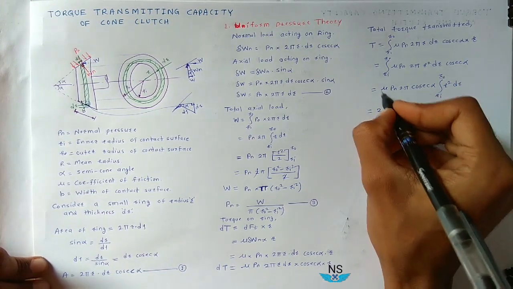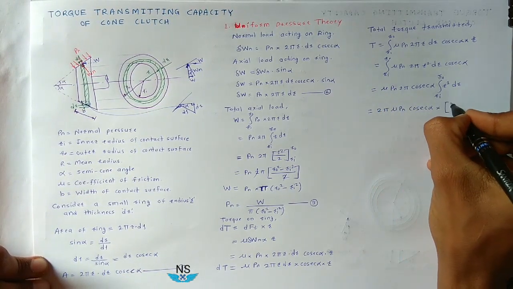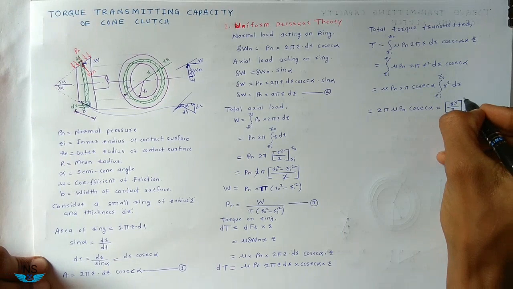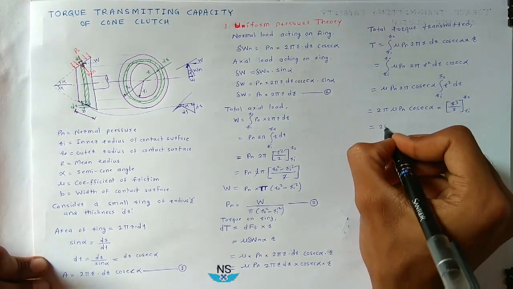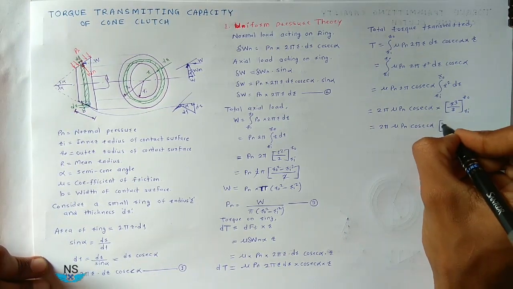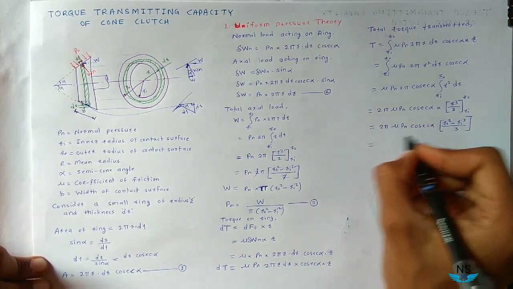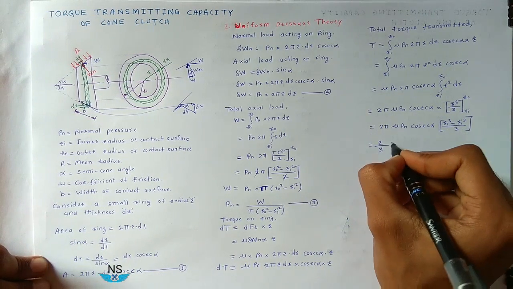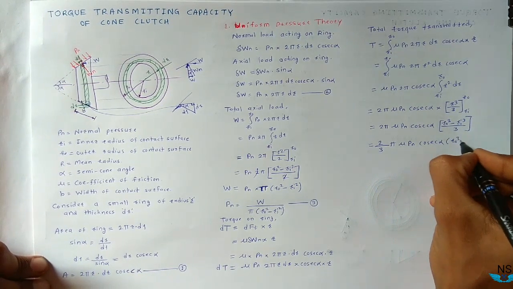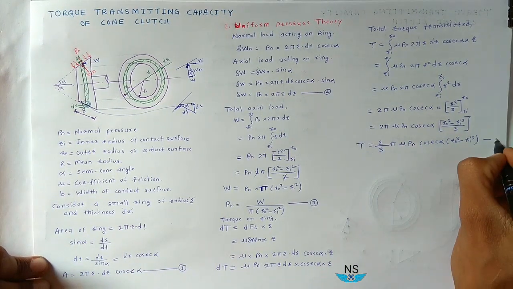Now 2 pi mu Pn cosec alpha into the integration of r square, which is r cube divided by 3, with limits from Ri to Ro. Put the limits: Ro cube minus Ri cube divided by 3. Putting 3 in the denominator, it is equal to 2 by 3 pi mu Pn cosec alpha into Ro cube minus Ri cube. This is equation number 4.